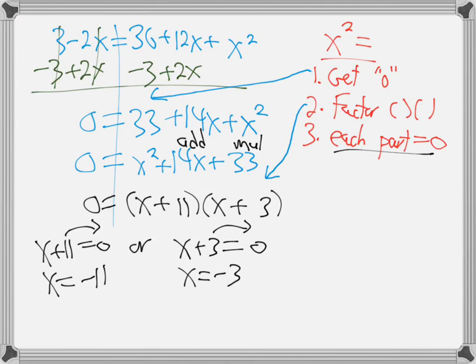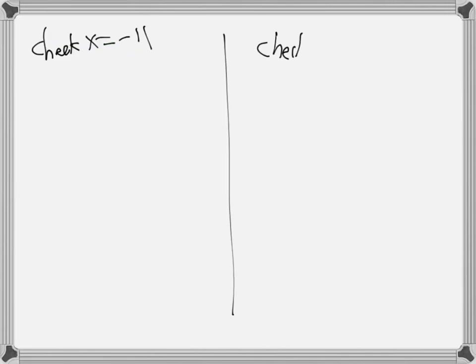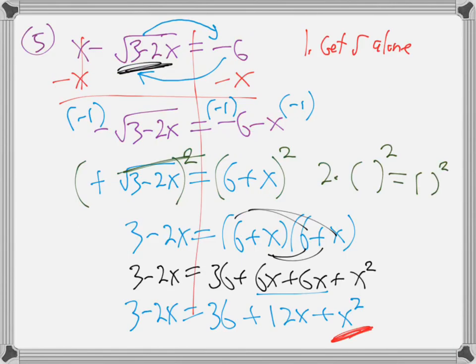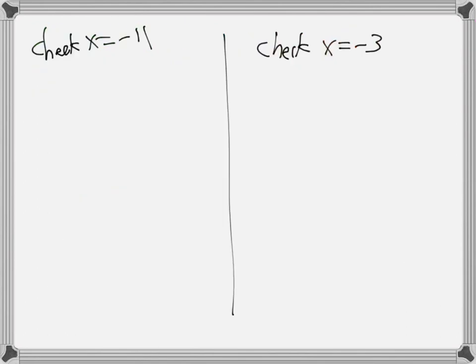So I can go on a whole separate screen here. We're going to check both. Is it okay if I flash off that? We have to check both those. So I'm going to check x equals negative 11, that first one, and then check x equals negative 3, that's the other one. So let's check them. Now, where do you check them? Into the first step. It's always the first step. So what is it? X minus root of 3 minus 2x.